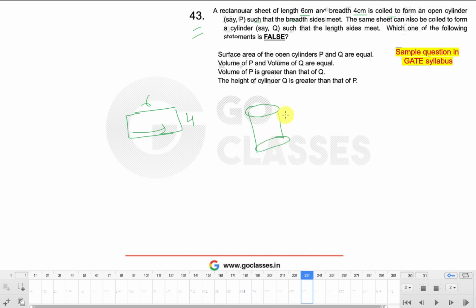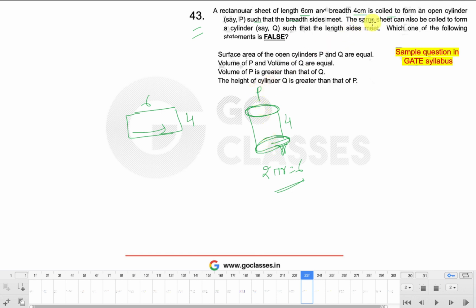This side meet, it means it will be 4 only, and the circumference of this circle and this circle will be 6. So what is 2 pi r here? It will be 6 if this one is r. Okay, this cylinder is called P.